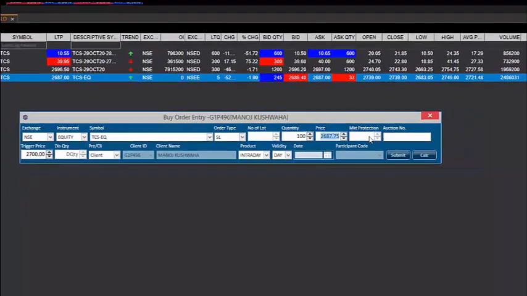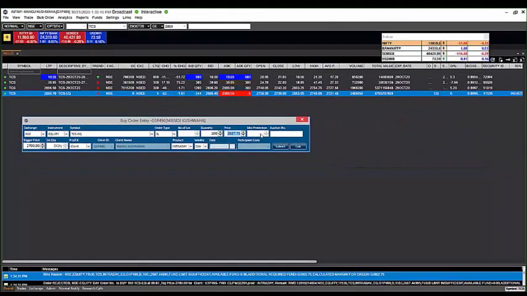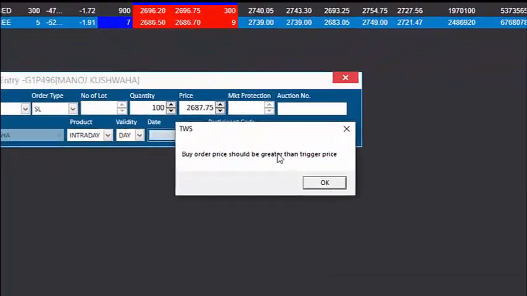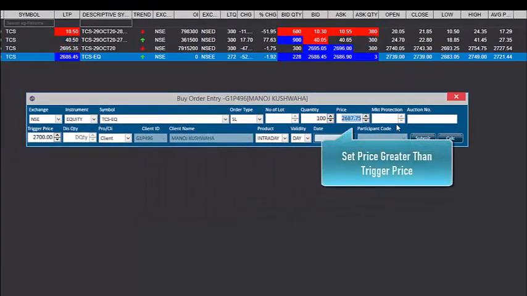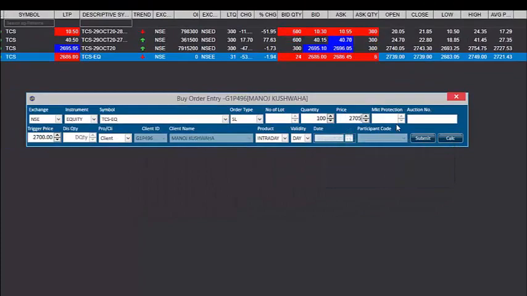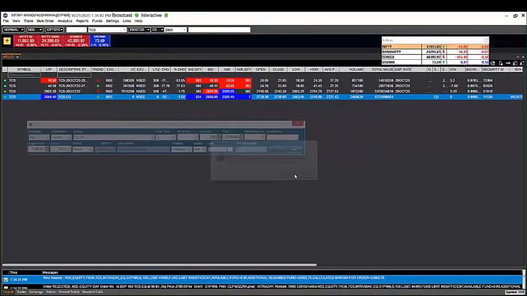Let us first see what happens if we keep the price below your trigger price. As soon as you submit, you will get a pop-up window saying that the buy order price should be greater than the trigger price and the order will not go through. So let us change this to 2705 and submit and confirm my order.